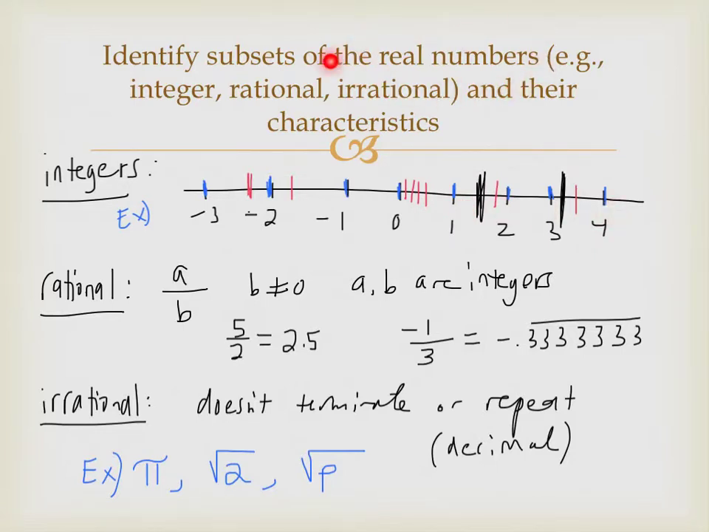All of these numbers together would fill up this entire number line, and they represent the real numbers. So an integer is a real number. A rational number is a real number. An irrational number is a real number. So real numbers encompass all of this stuff.